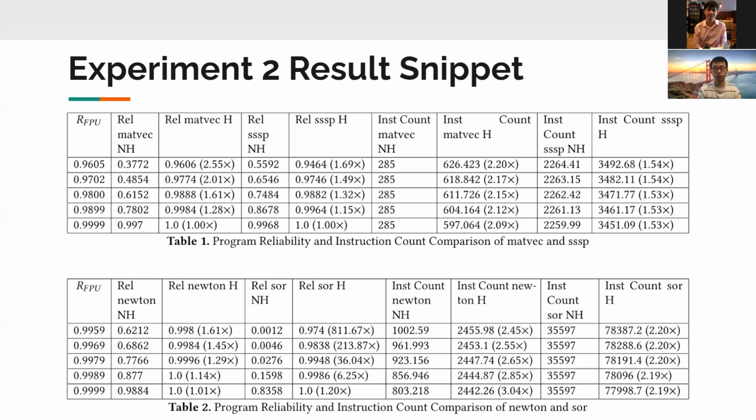However, on the other hand, if you look at the instruction count overhead, this remains fairly consistent across FPU reliabilities. Taking a look at MATVEC again, this ranges anywhere from 2.20x to 2.09x, which is fairly consistent. And SOR, which is very different across FPU reliabilities, has an instruction count overhead that is actually very similar, anywhere from 2.20x to 2.19x.